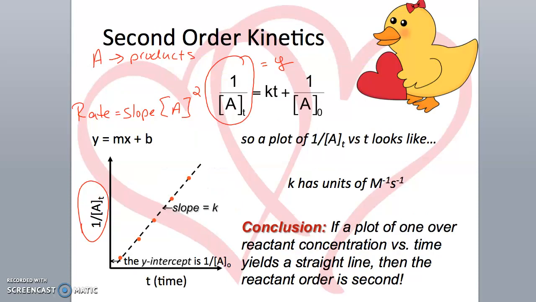Second-order reactions will use a plot of 1 over the concentration of A. We're just saying A is our reactant. See, the reaction is A goes to products. So if we plot 1 over A versus time, the slope can be used to determine k. The y-intercept in this case is equal to 1 over the initial concentration. So we can determine the initial concentration.